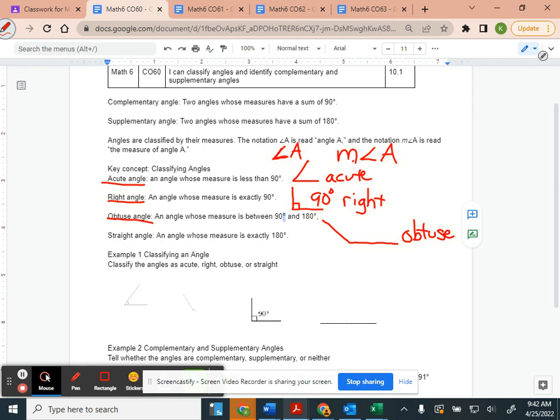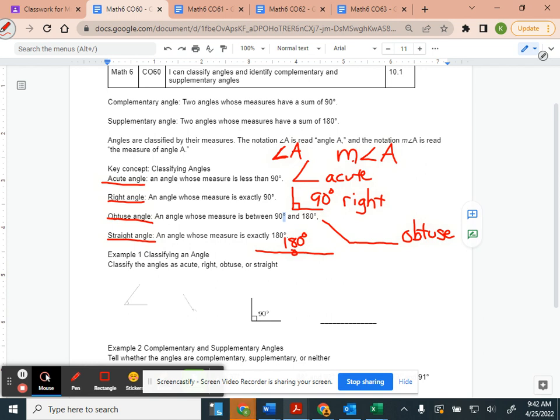We have one more angle. This is a straight angle. Nick? Isn't it just kind of a flat line? Yeah, it's a straight line. It means that our angle is exactly 180 degrees. It's a straight line, 180 degrees. It kind of looks like a diameter, doesn't it? It's a straight line. Yep.